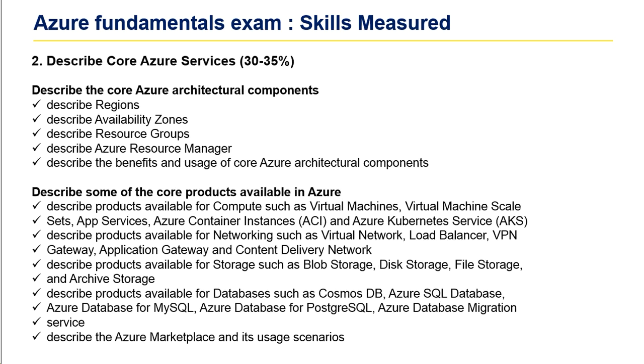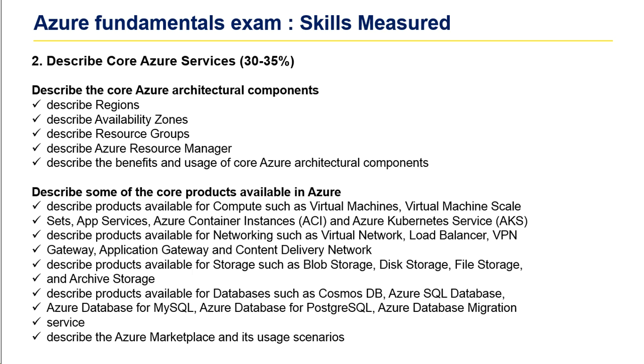2. Describe core Azure services, 30 to 35%. Describe the core Azure architectural components. Describe regions. Describe availability zones. Describe resource groups. Describe Azure Resource Manager. Describe the benefits and usage of core Azure architectural components. Describe some of the core products available in Azure.